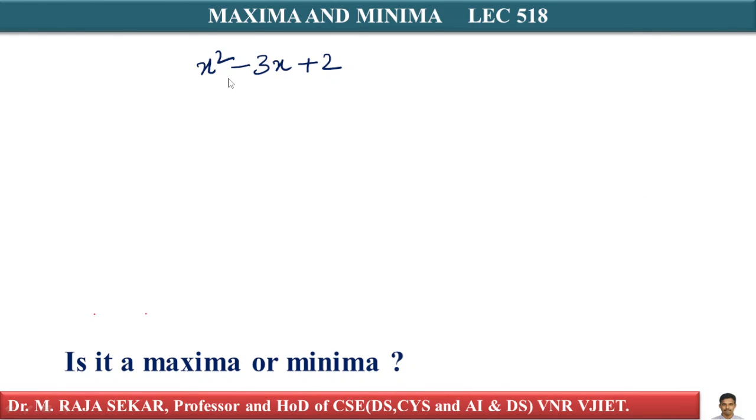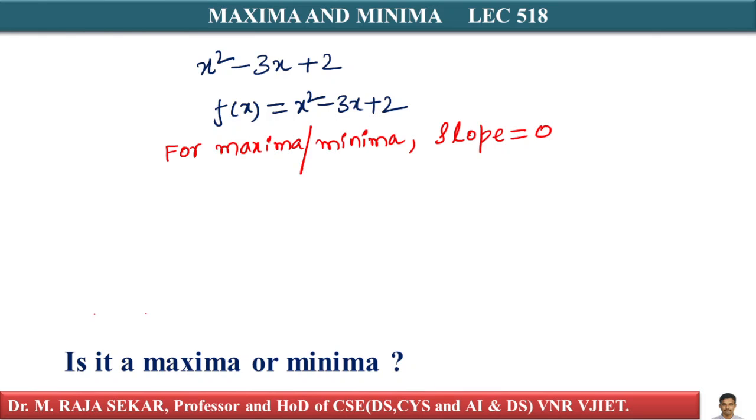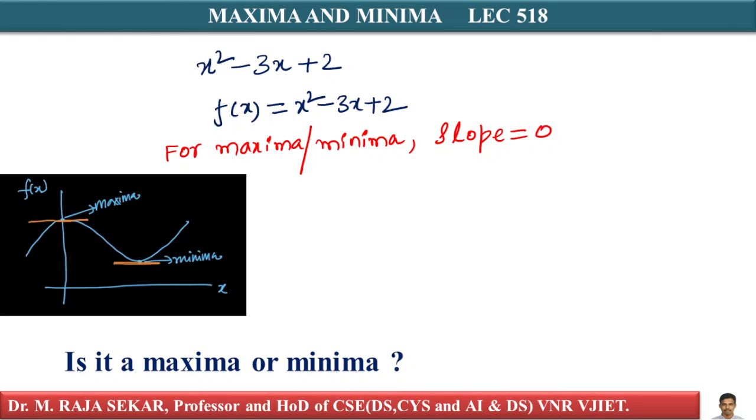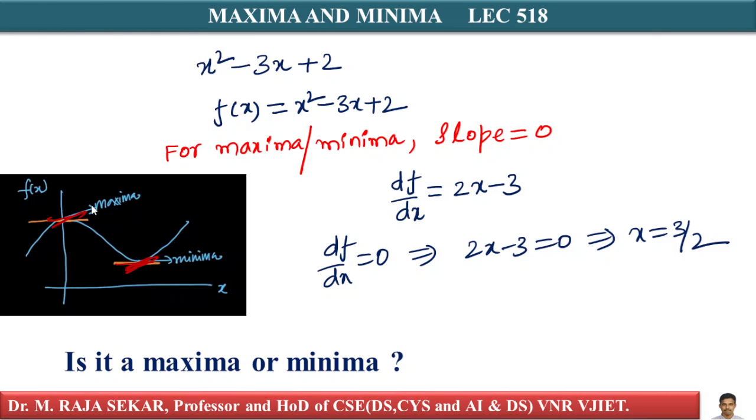Let's take a simple function. Let me assume I have a function like this, x square minus 3x plus 2. Let's assume this is my f of x equal to x square minus 3x plus 2. If I want to find maxima or minima, what can I do? I know that at maxima and minima, your slope equals 0. Slope is nothing but df by dx. Whether it is maxima or minima, this slope is 0.